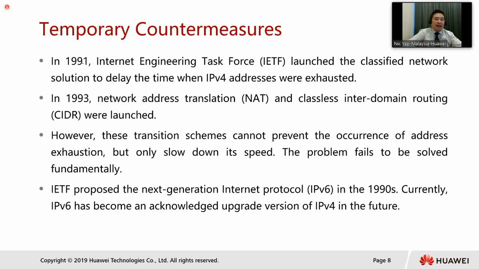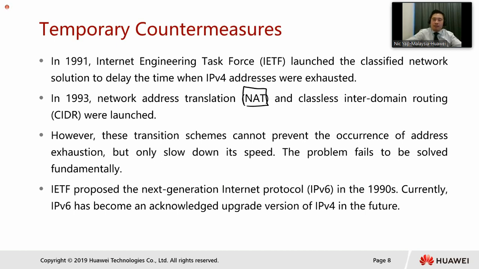In 1991, the Internet Engineering Task Force launched the classification network solution to delay the time when the IPv4 addresses would be exhausted. They came up with NAT, network address translation, and support for classless inter-domain routing was launched in 1993. However, this transition scheme cannot prevent the occurrence of address exhaustion, but only slows down the speed.